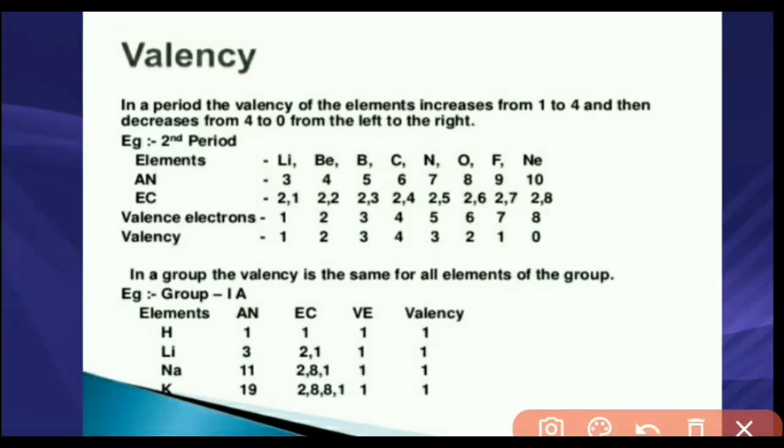Next, periodicity of valency in a group. The valency is the same for all the elements of the group. For example, group 1 elements: hydrogen, lithium, sodium and potassium. When we see the valence shell electronic configuration, it is the same. All the elements have 1 valence electron, so they easily donate 1 electron and acquire the stable configuration. So valency is constant in groups.